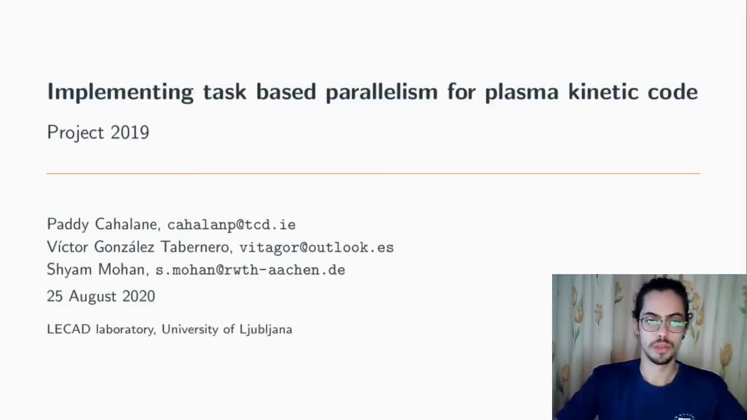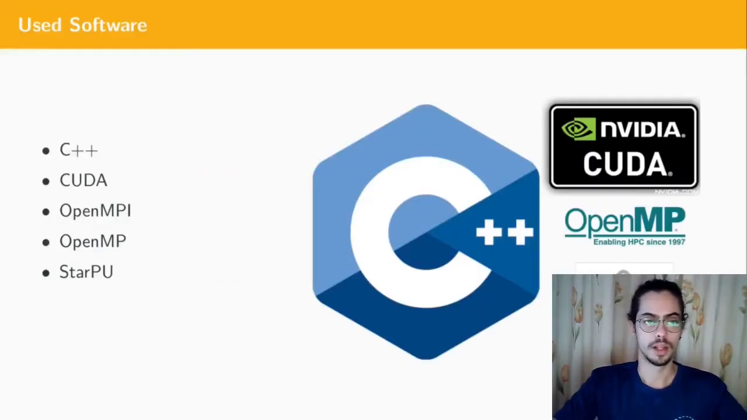Hello and welcome to the presentation of the project 2019 called Implementing Task-Based Parallelism for Plasma Kinetic Code. Our project was developed in C++ where we integrated CUDA, OpenMPI, OpenMP, and StarPU for parallelization.